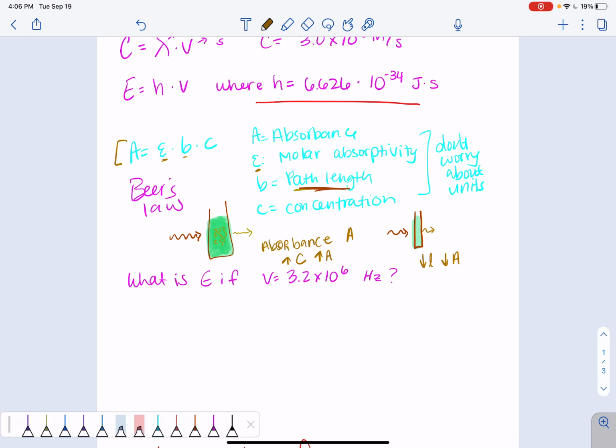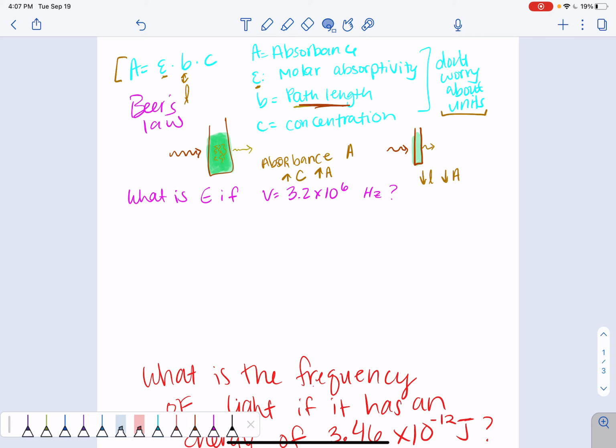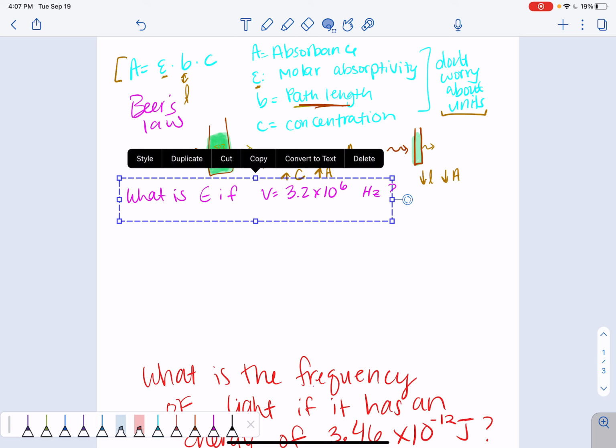B is the path length. I have also written this as L before, so please don't be confused when I write L. It's the same thing as B. They're interchangeable. And then C is the concentration. And I said, don't worry about the units. I'm not concerned about you learning those because we don't understand what they mean quite yet. All right, so let's work on some of this. I don't want to take the C with me.